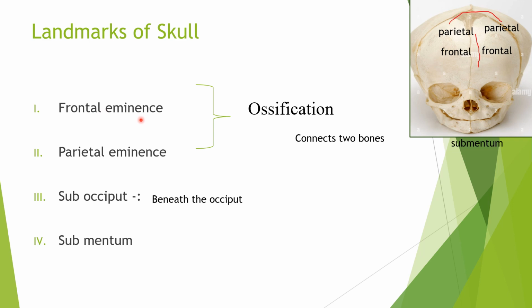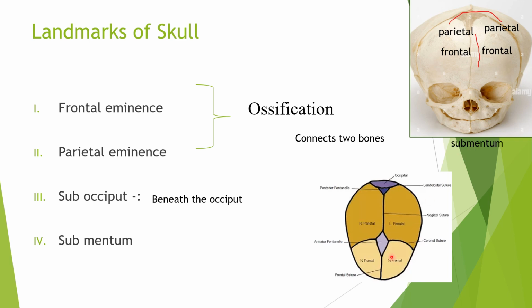Landmark: if you are asked about landmarks, you can say these 4 points, and if you want to explain in a better way, you can mention those eminences in the explanation. The submentum is here, beneath the chin, and the occiput is here at the backside. This is the front, and at the backside there will be this kind of structure. You can say subocciput.